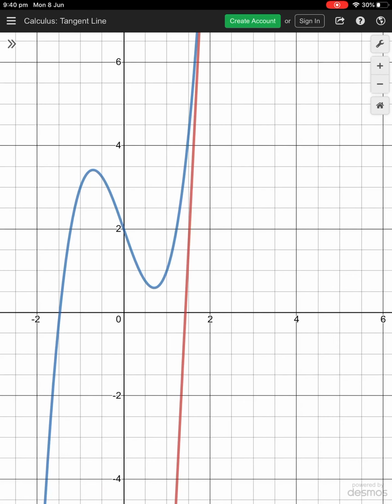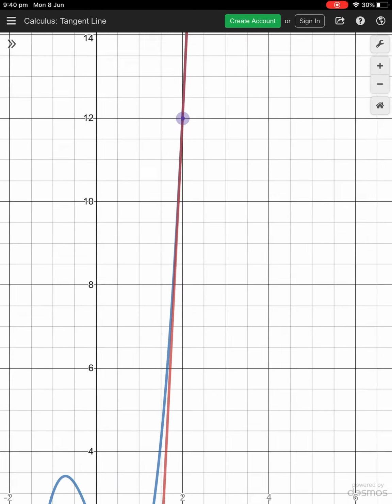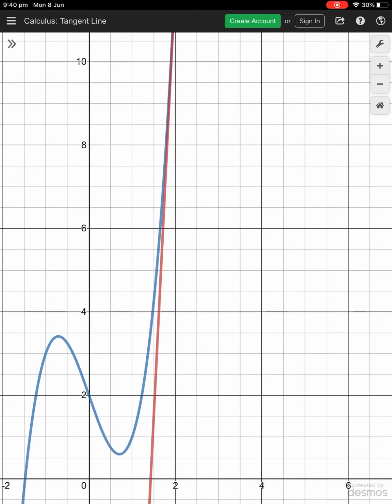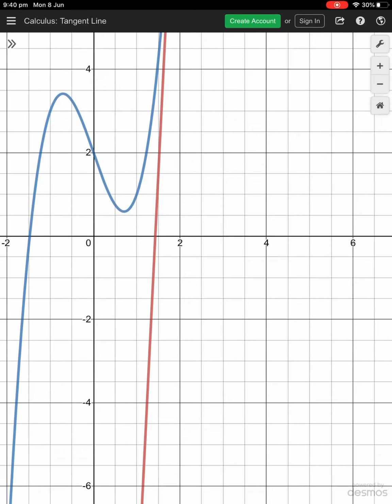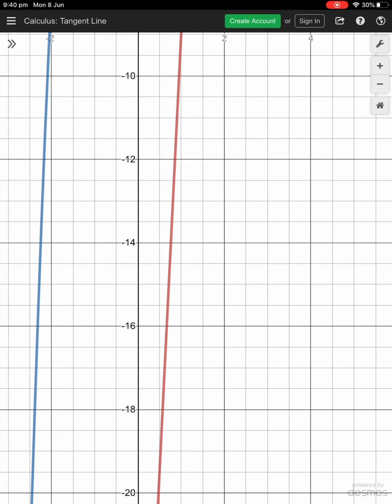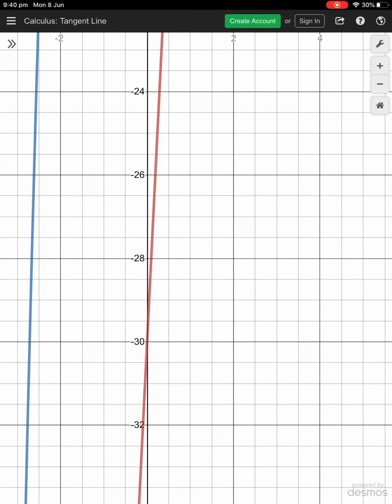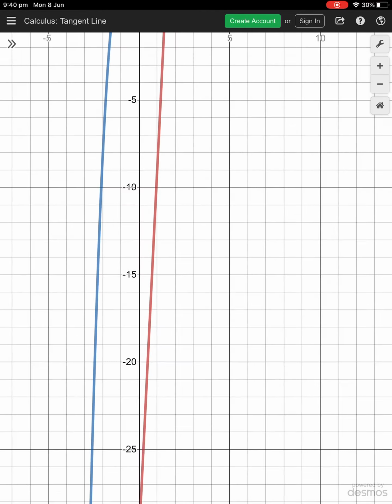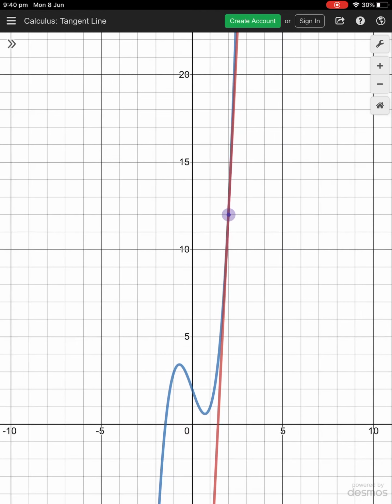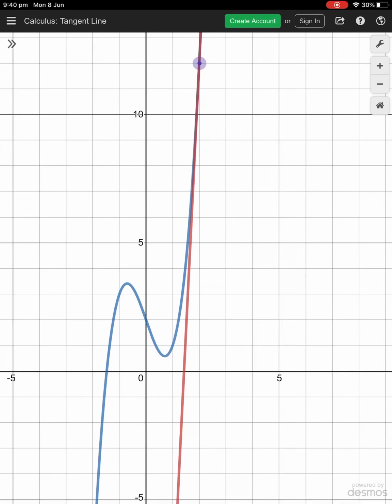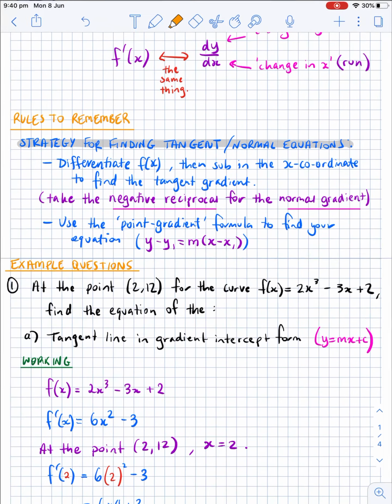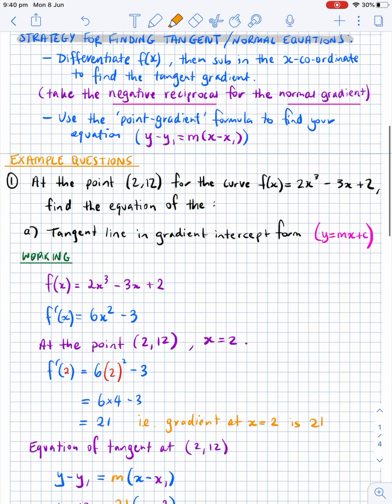If I look at this red line, I can see that my gradient is very steep. Its rise is very large compared to its run. And we can see the y-intercept is going to be negative 30. You can see it hits there. That's going to help us find the equation, but obviously we want to use some algebra to find the equation for that red tangent line. So what we do is we start with f of x, and we want to find the derivative.